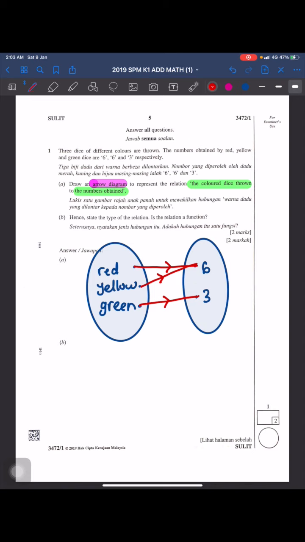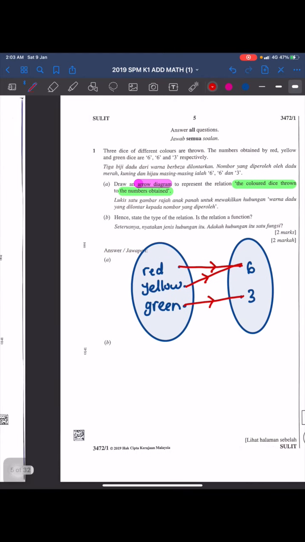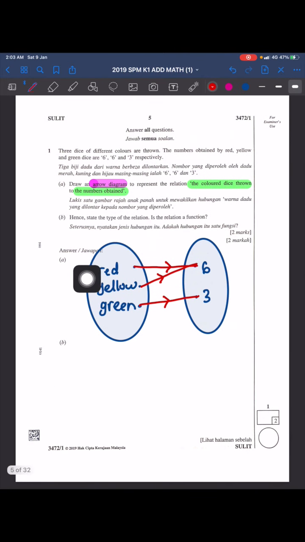Okay, untuk B, hence state the type of relation. Is the relation a function? Okay, so kita tengok. Okay, kalau dalam gambar itu tadi, kita boleh tengok relationship ini adalah many to one. Okay, sebab di sini kita ada dua ni kan, red dan yellow, dia map kepada one, iaitu 6. Okay, so kita tahu relation kita adalah many to one.